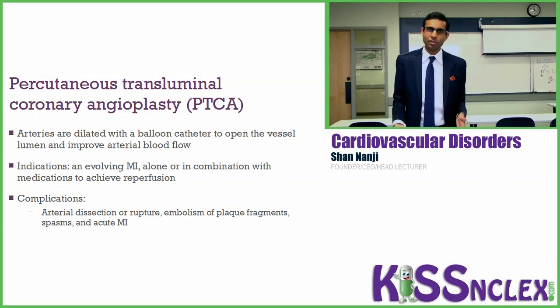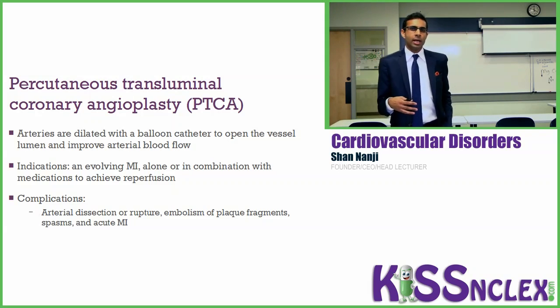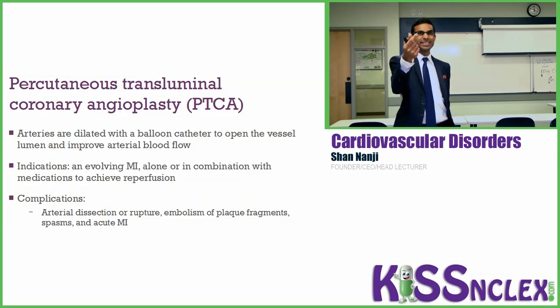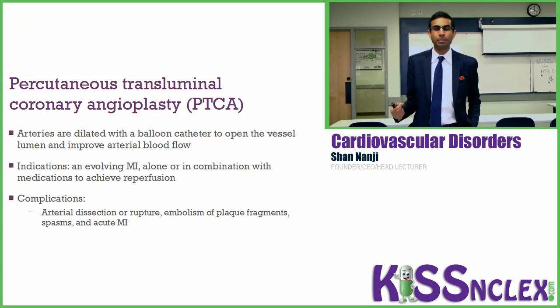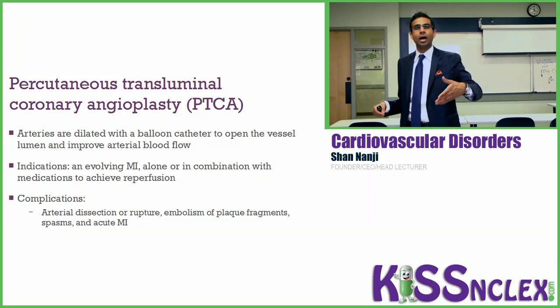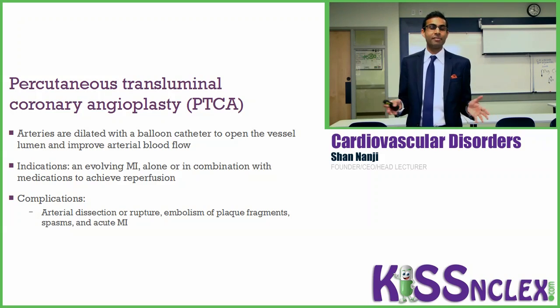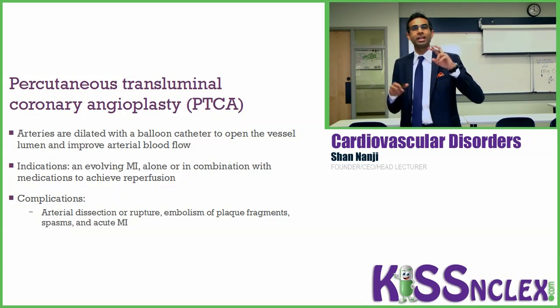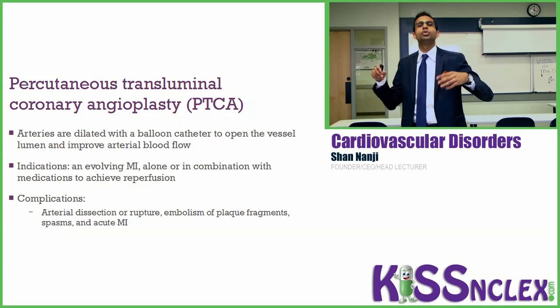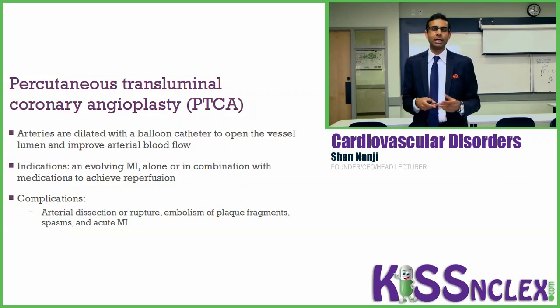You can have some complications as a result of this procedure. Because you're putting something in the artery, it can dissect or even rupture. You can get an embolus or plaque formation, or an embolus of plaque formation, as well as spasms, and even an acute heart attack. So a lot of times you'll see people that have these put on Plavix or clopidogrel to prevent clot formation, right? Keep that blood thin in those areas so it flows through that stent without causing another complication.